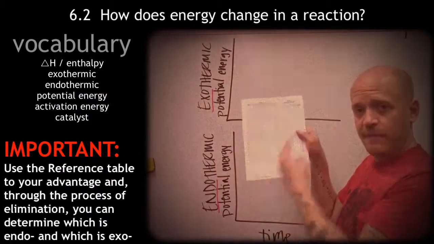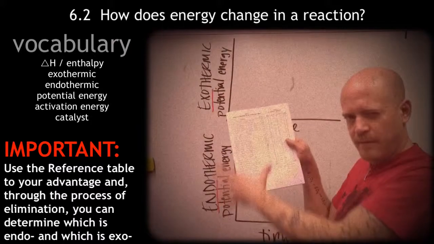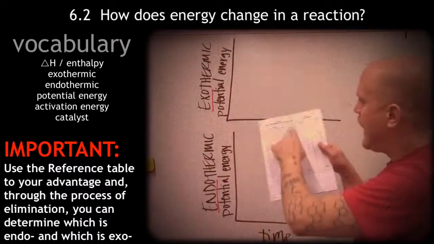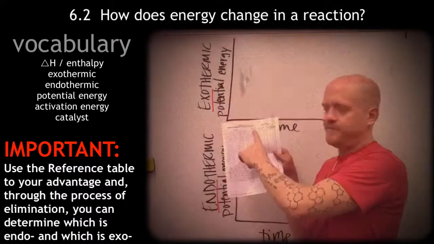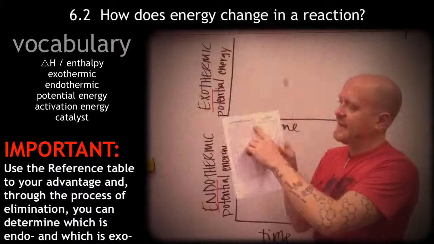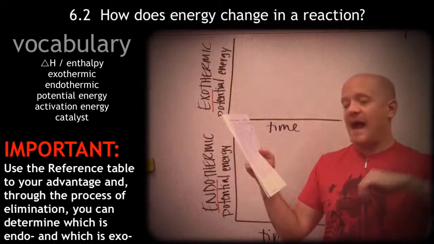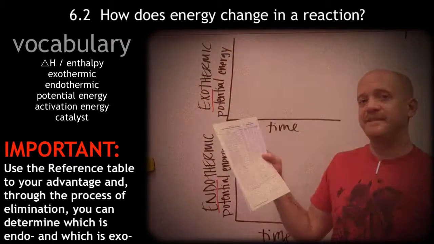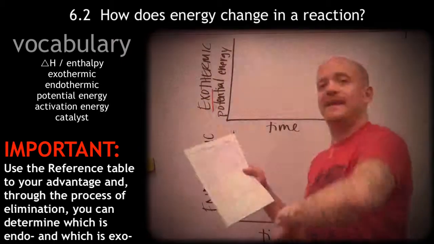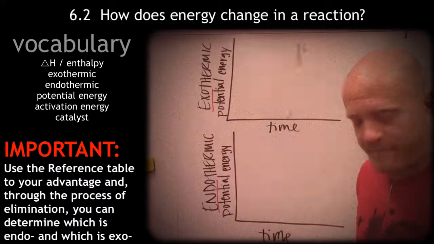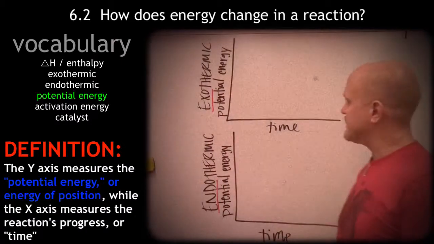Review this reference table, commit it, or at least commit some of it to memory. What does this stuff mean? And it's always measured in kilojoules. Okay? So if it has a negative sign, it means that heat is going out. If it has a positive plus sign, it means that heat is going into the reaction or into the system. All right? So what does this look like?